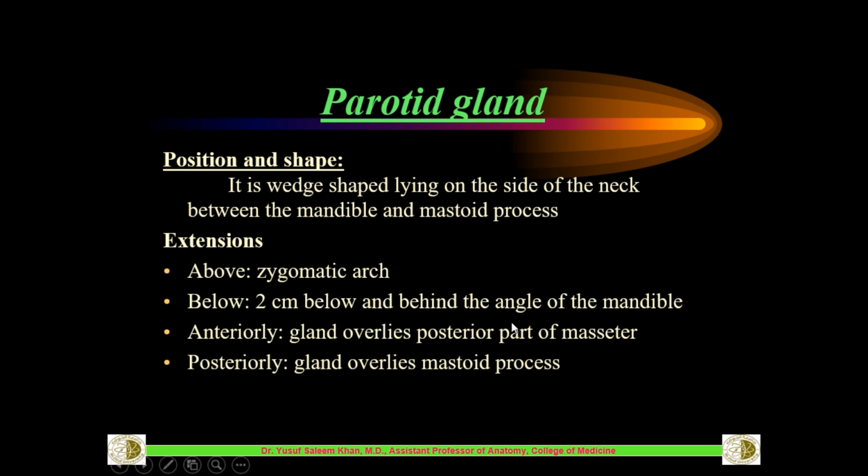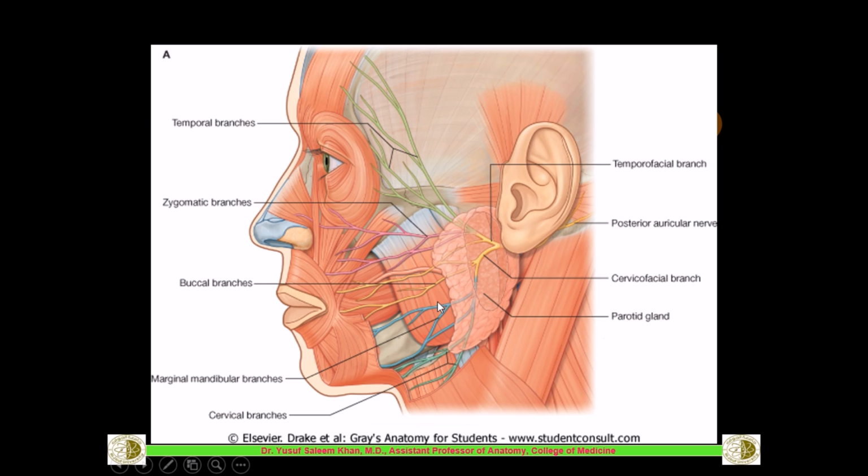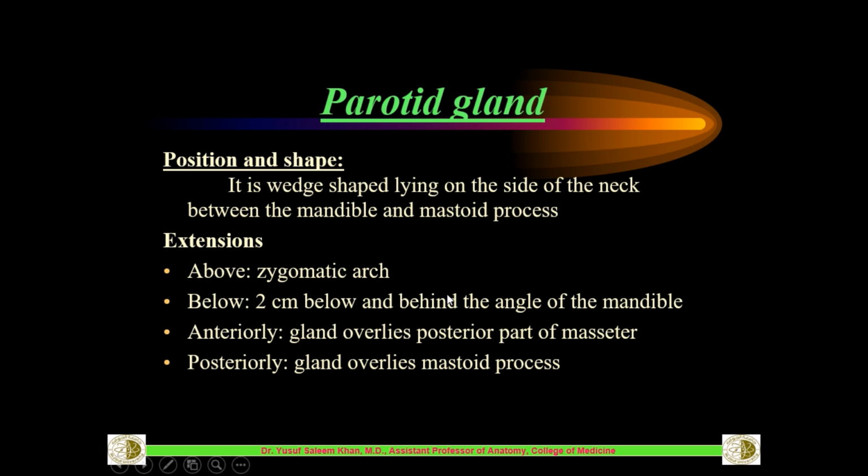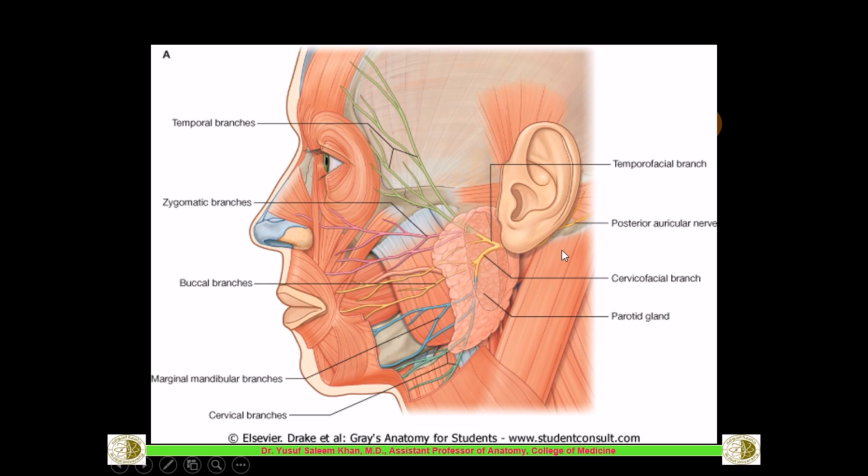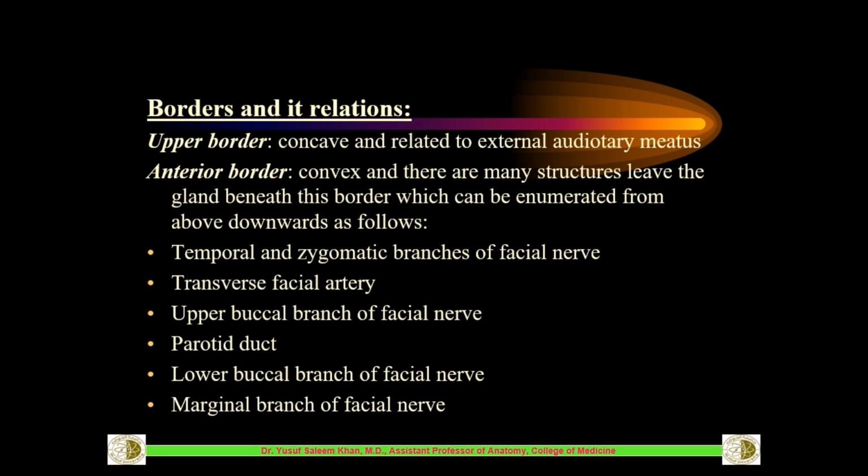Anteriorly, the gland lies on the posterior part of the masseter. So here is the masseter muscle. It lies behind, posterior to the masseter muscle. And posteriorly, the gland overlies the mastoid process, and extends up to the mastoid process here. So this is the gland and this is the position of this gland. Now the borders and its relations.